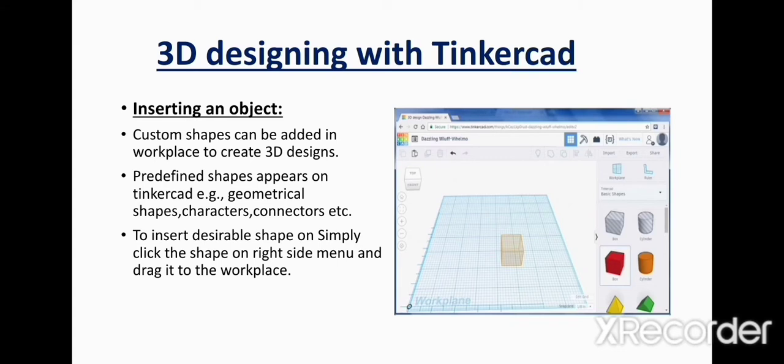For creation of any 3D design, you have to follow these steps. For example, first of all, you have to insert a particular object from the side menu bar. You can see in this diagram different geometrical shapes, characters, and connectors will appear on it. So you can select according to your need.